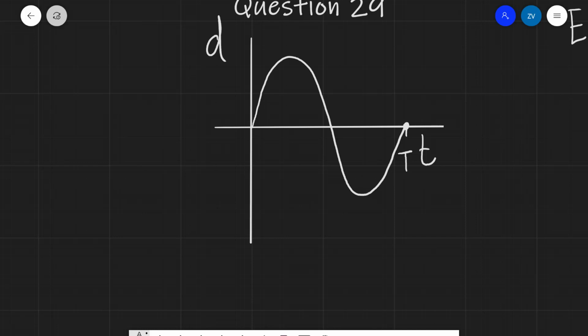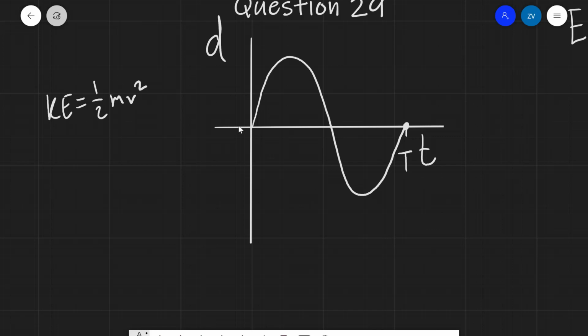Question 29. A question for simple harmonic motion. We have a graph of the displacement against time, and we've plotted a graph for one time period. The question is asking us, what will the graph for the kinetic energy look like? Now, first off, the kinetic energy can only be positive. So this is really important. Remember, KE is equal to a half mv squared. A half is positive, the mass is positive, and v squared will always be positive. So all the options that go into the negative portion of the graph for kinetic energy will not be correct.